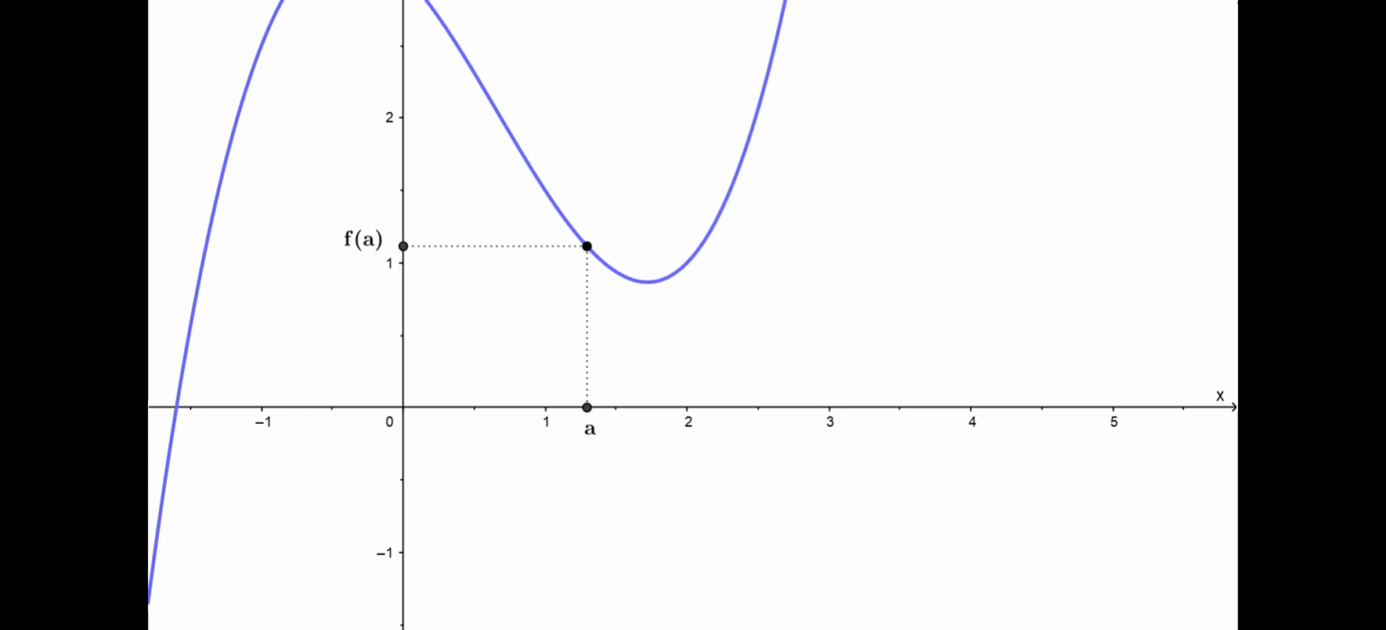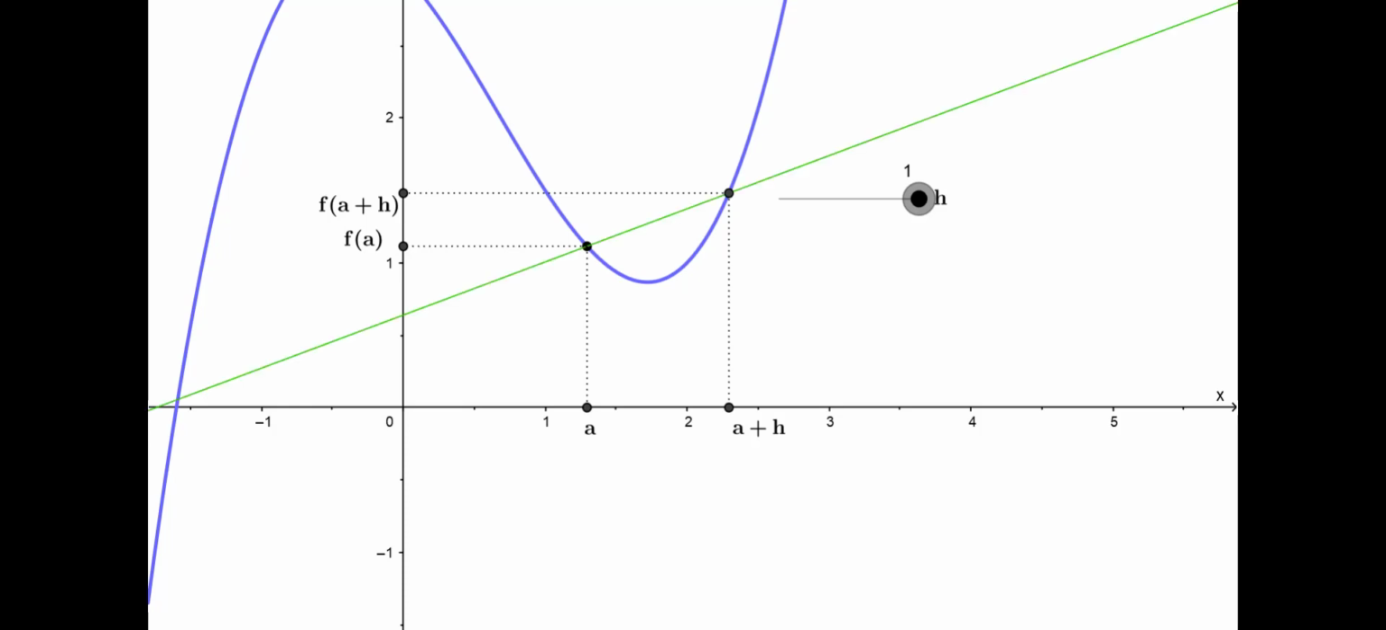Okay. All right. So that's where I was. Now I'm at H. Now I go to the next thing. A plus H just means the point moves over and you have a function value. That's what I just did. Now what we do is we get a secant line. That's kind of where we were so far.